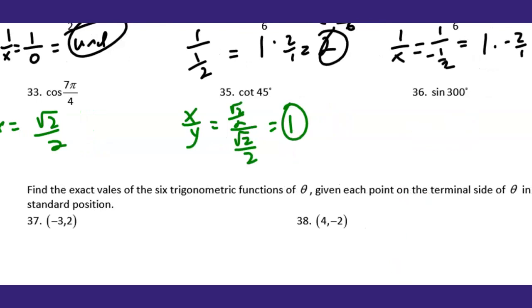And finally, sine of 300, that's y. And y equals negative radical 3 over 2. That is from the unit circle. Alright.